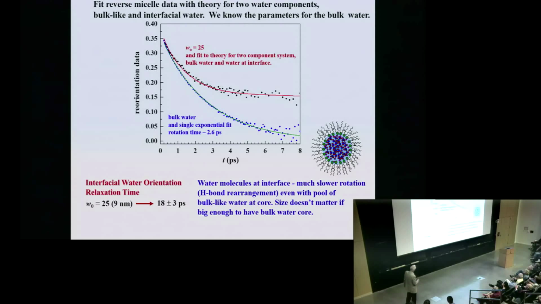And for this one, we find that rather than 2.6 picoseconds, the orientational relaxation of water molecules up against the interface is much slower. It's 18 picoseconds. And actually, we've done this for many sizes. As long as they're large, it doesn't actually change this time. It's always 18 picoseconds, because what you're looking at is water right up against this interface, and that water doesn't care how big this ball of water out here that looks like bulk water is. So what we see is as soon as you don't have pure bulk water, things slow down.